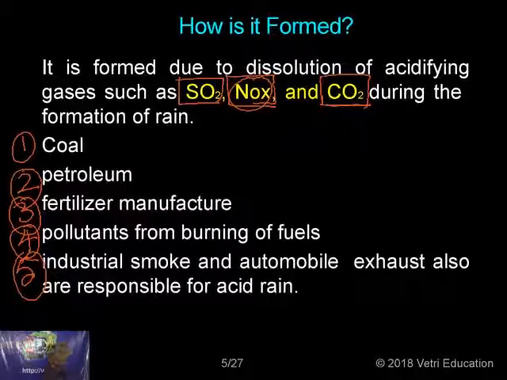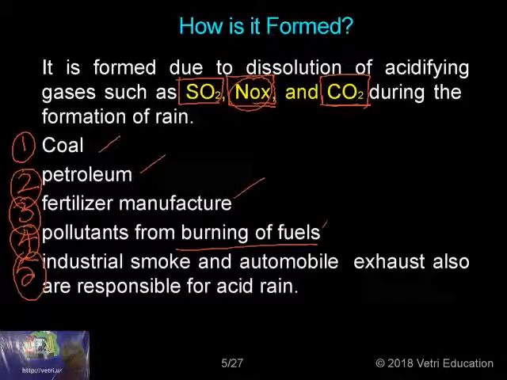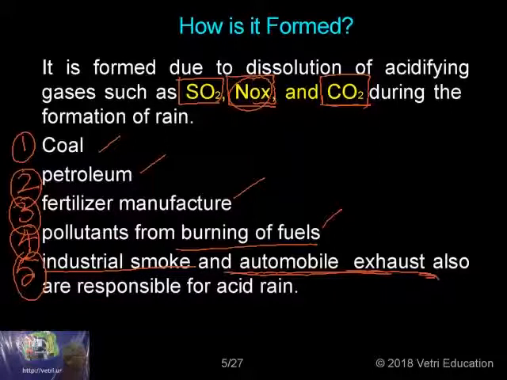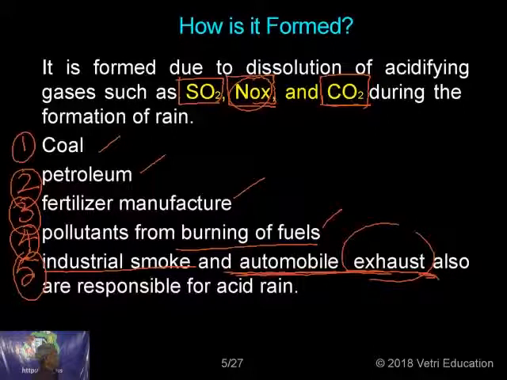Only those are responsible? No. Other things are also responsible. What are the other things responsible for acidic rain? Coal, petroleum, fertilizer manufacture, pollutants from the burning of fuels, industrial smoke, and automobile exhaust is more important. Today, the two-wheelers, four-wheelers, six-wheelers, eight-wheelers, what not? Just imagine, so many automobiles, and that exhaust is a major contributing factor today for the greatest problem that we are facing in the form of acid rain. They are responsible for acid rain.